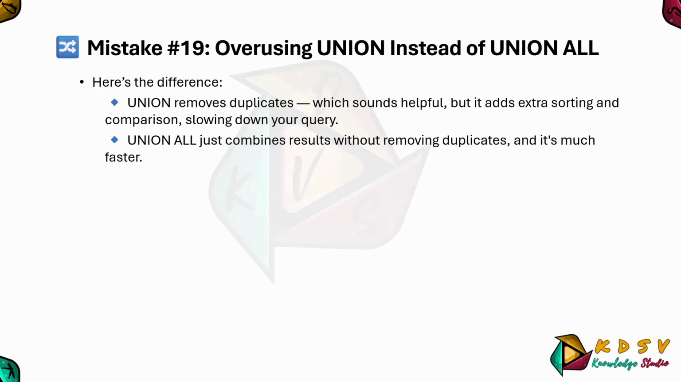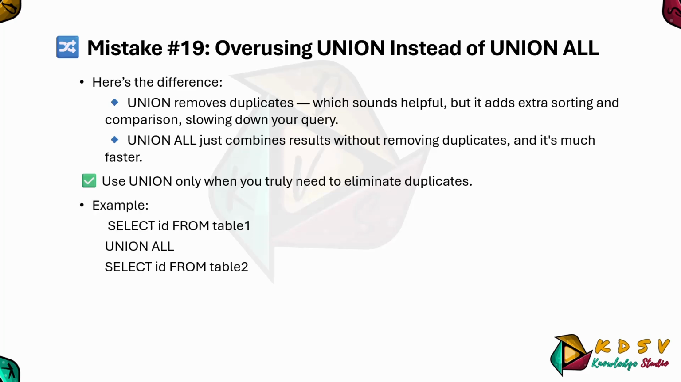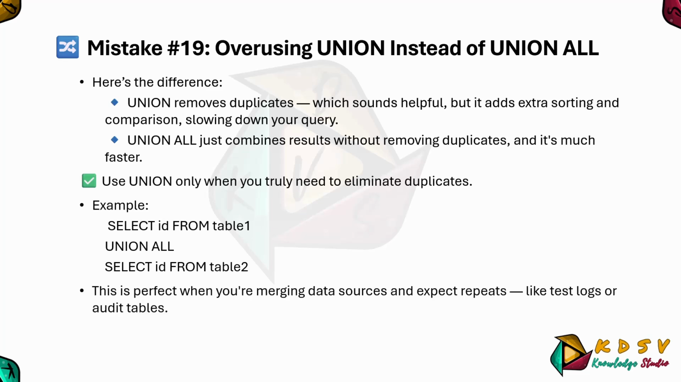Union removes the duplicates, which sounds helpful, but it adds extra sorting and comparison, and this will slow down your query execution. Union all just combines the results without removing the duplicates, and it's much faster. Use union only when you truly need to eliminate the duplicates. Example: select ID from table 1 union all select ID from table 2. This is perfect when you are merging data sources and expect repeats, like test logs or audit tables.